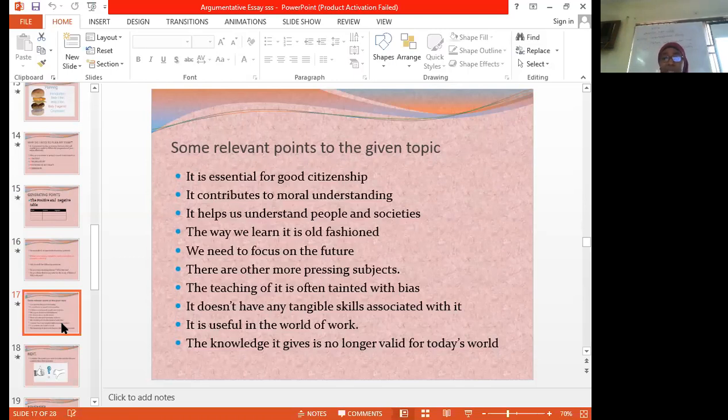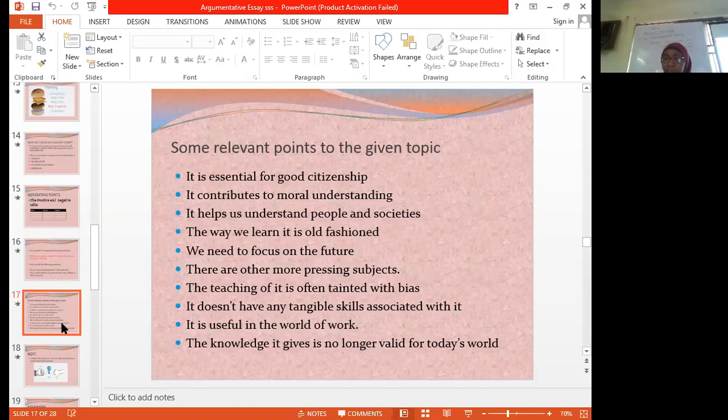That's a negative point. Then we need to focus on the future. Why do we need to study history when the future is ahead of us? That's a negative point. Why should I talk about Nnamdi Azikiwe who is dead when I have people that are alive that I can study, that I don't even know about yet?